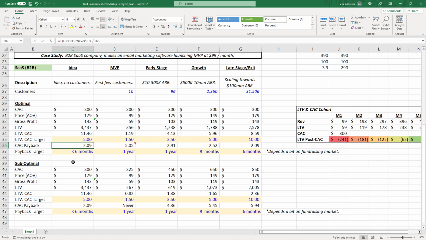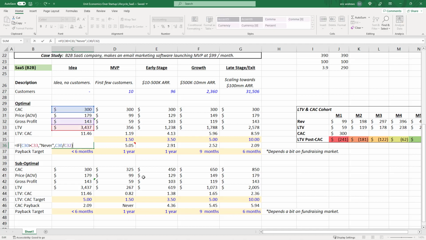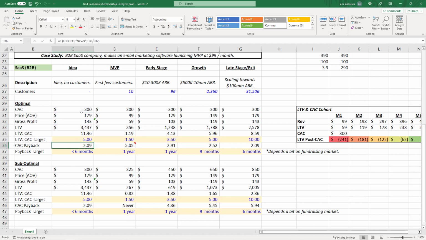This puts our CAC payback. So what do I mean by CAC payback? I mean, once we spend the money on the customer, how many months does it take for us to generate enough gross profit to actually recover our CAC? So I'm saying that we make $143 a month of profit, but we spent $300 in marketing to acquire the customer. So it takes roughly 2.09 months to repay the $300 CAC. So sometime in the third month, we basically get into the green on the customer's lifetime. And we're going to cover that here in the cohort once we get into the MVP phase. And the payback target, I'm saying you should be trying to pay back the CAC in 6 months or less.